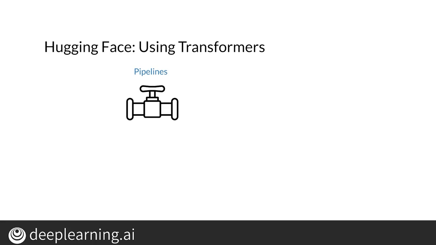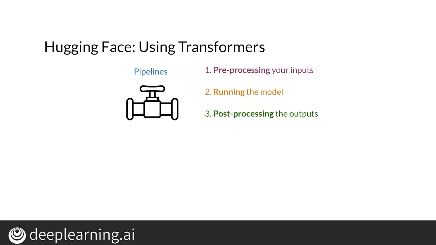I'll go through pipelines in more detail in a later video, but let's go through a very general overview of what they do. Pipelines take care of pre-processing your inputs, running the model, and post-processing the outputs for you. So you have to provide the appropriate inputs for your task to get a human-readable result. Moreover, if you don't know what model to use for your task, you don't have to worry. Every pipeline has a default model.